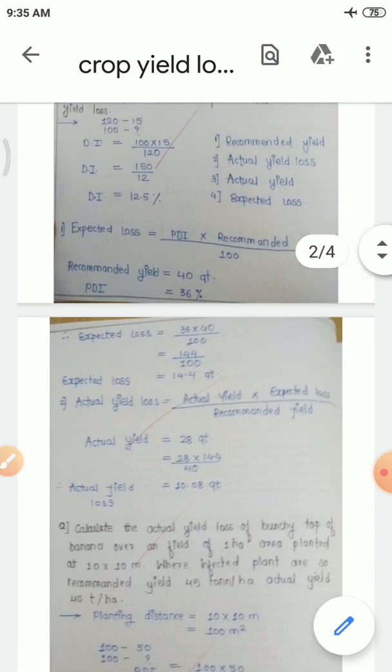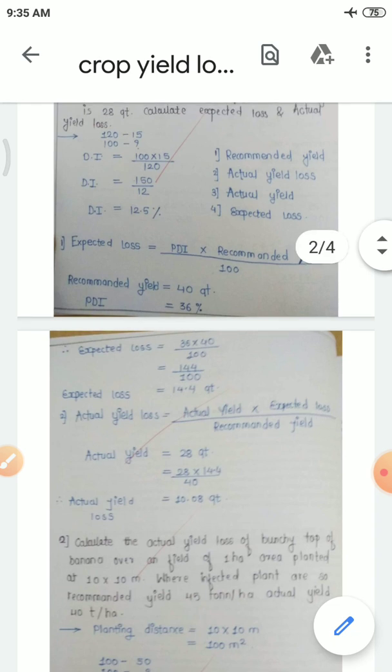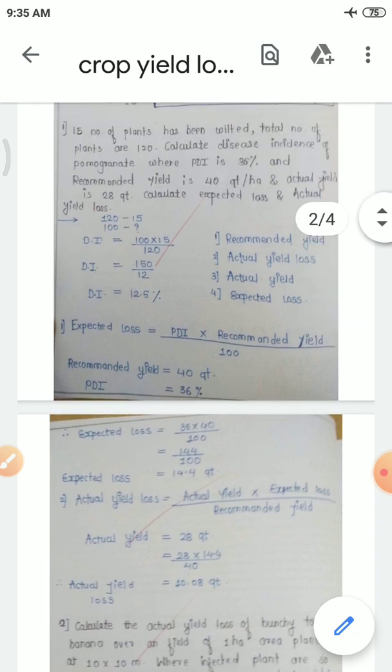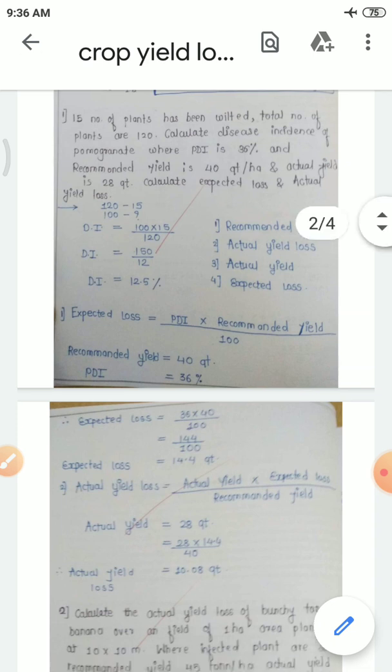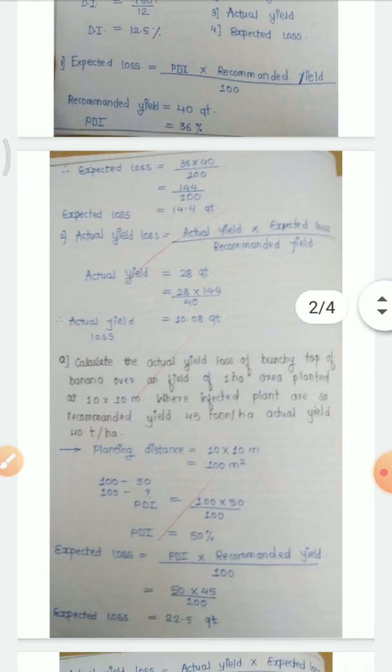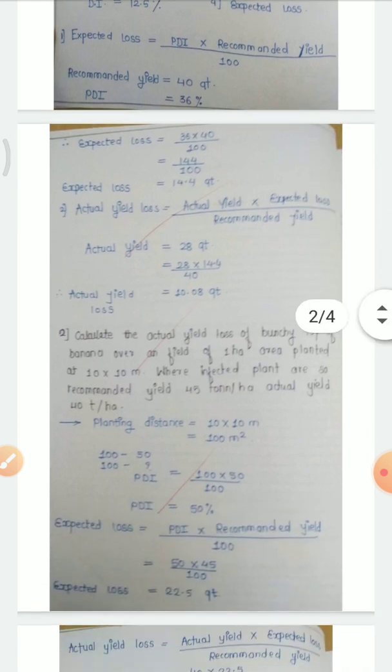So in that way we just have to remember the formula, all the data is given in the examples. By putting in the formula we fill in the value of each and calculate the different factors. Again we have to take the next example. So what is the next example? Calculate the actual yield loss of bunchy top of banana.